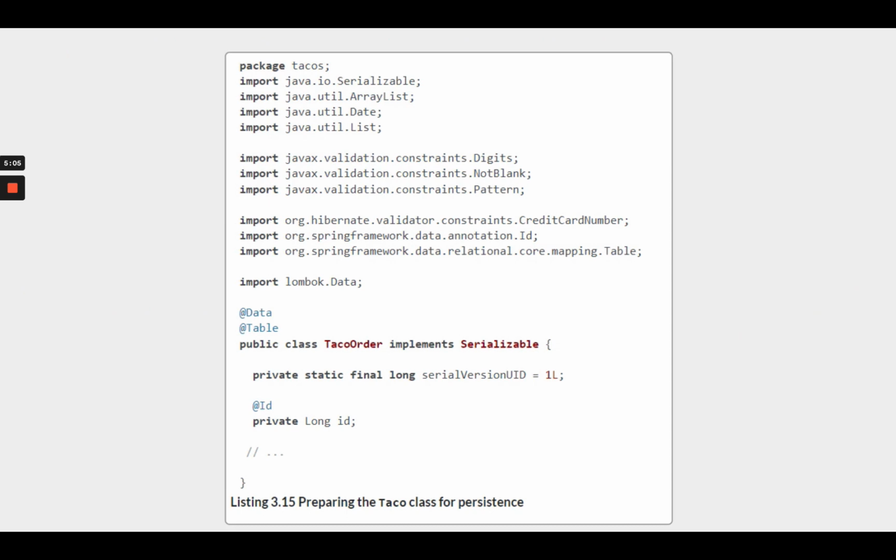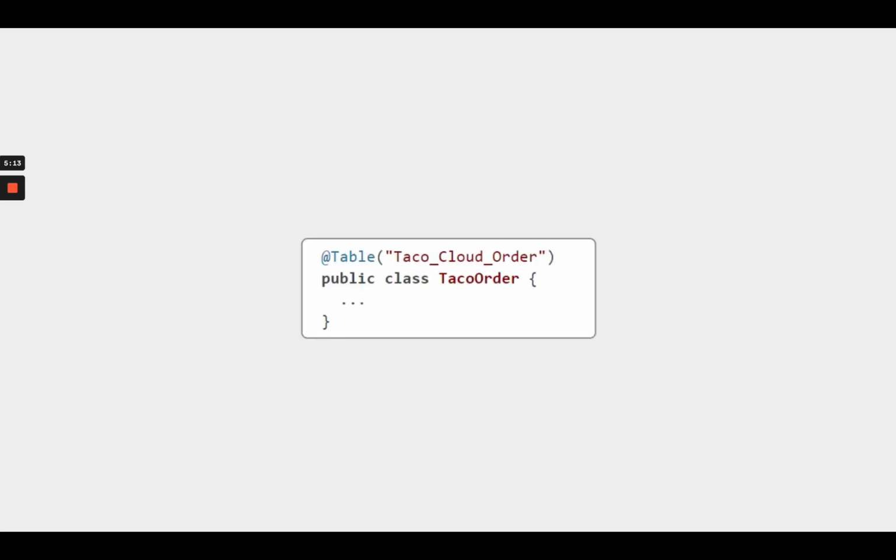For example, the TacoOrder class might be annotated with @Table and @Id as shown in the following code. The @Table annotation is completely optional. By default, the object is mapped to a table based on the domain class name. In this case, TacoOrder is mapped to a table named taco_order. If that's fine for you, then you can leave the @Table annotation off completely or use it without parameters.